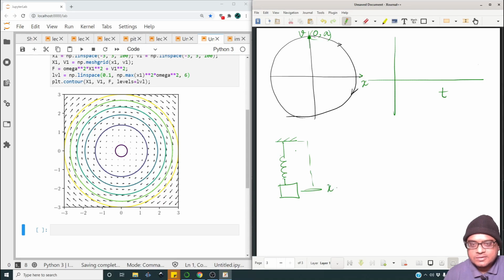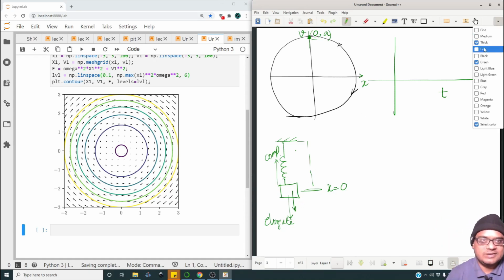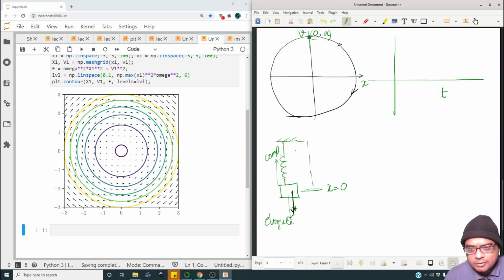So x is 0 over here and x can go negative. It means that the spring will compress, and if x becomes positive, it means that the spring will elongate. So x equal to 0 is a situation where the spring is neither stretched nor compressed. And now a positive value of v means I'm imparting a certain velocity in the positive x direction. So what will happen when you impart a velocity? The x value will increase.